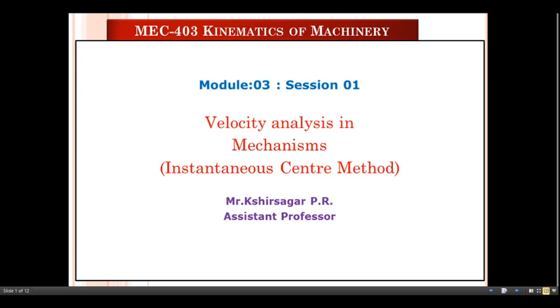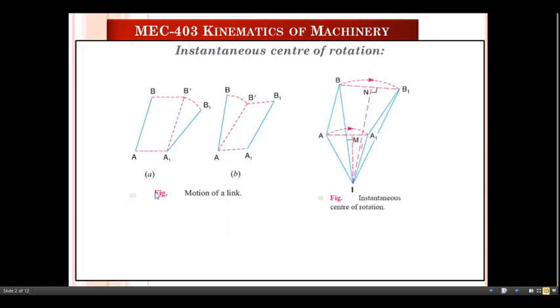In today's session, we'll learn about the instantaneous center method for velocity analysis in mechanisms. So first of all, we'll see what the instantaneous center of rotation is.